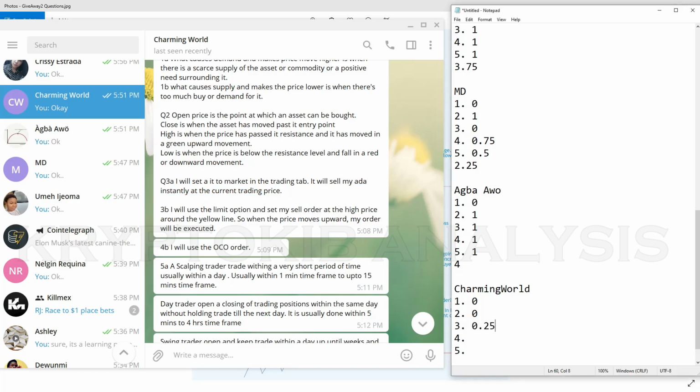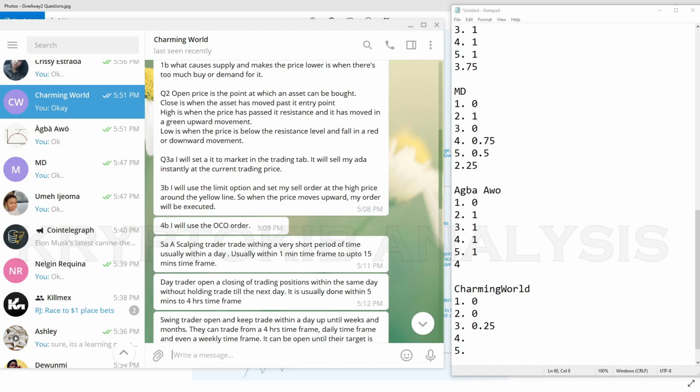Then 3B, I will use the limit option and set my sell order at the high price around the yellow line. So when the price moves upward, it's not limit, it's stop limit. There is a difference between limit and stop limit. So the end result here is 0.25.